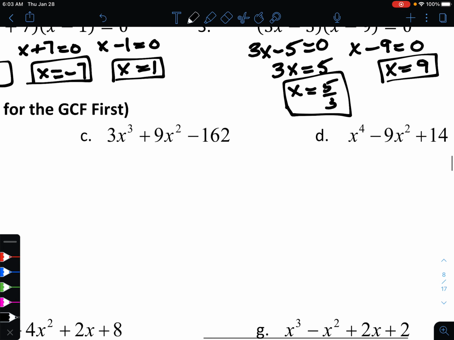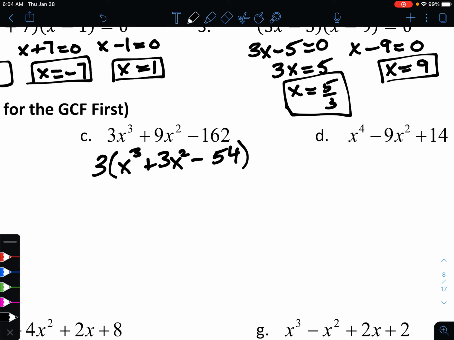All right. For example C, we've got 3x cubed plus 9x squared minus 162. So as we're looking to factor this, the only thing that we could probably do is note that they are all divisible by 3. So that would be 3, and then in parentheses, x cubed plus 3x squared minus 54. However, at this point, there's really not a whole lot else that we can do to continue to factor. So really at this point, we would be done.